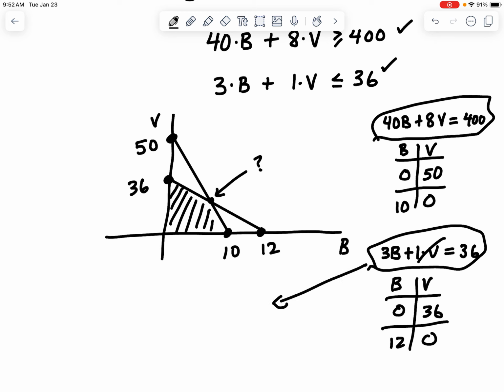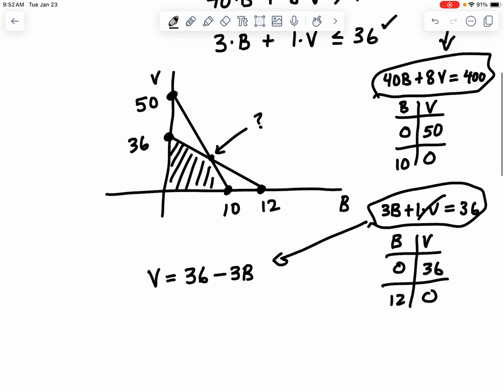So if I use this one and I solve for v, so just subtract 3b from both sides, it's going to say v equals 36 minus 3b. And then take that and substitute it into the other equation. We'll then have 40b plus 8 times v, and then replace v with 36 minus 3b. And then that top equation in the upper right of the screen says that it equals 400.